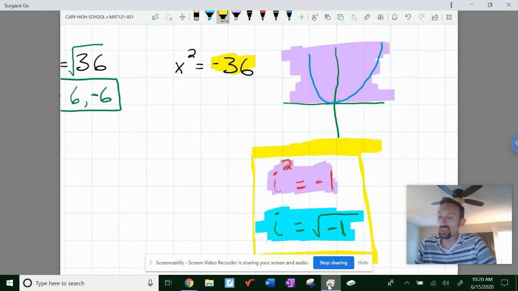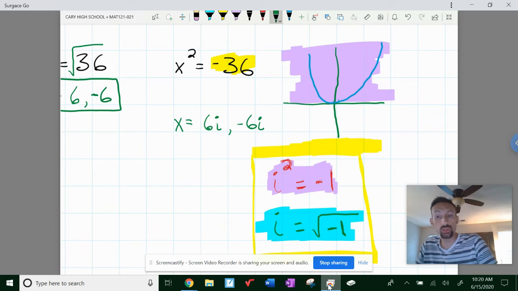And so you can see, again, you're not going to do this in this section. You're going to deal with only expressions, not equations. But in the next section, we're going to get to where we need to be able to handle this. Actually, I'm not going to solve this yet. I'm just going to tell you the answer. So the answer here is going to be 6i or negative 6i.